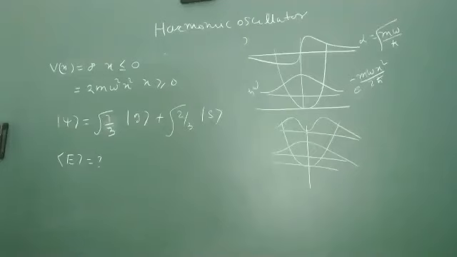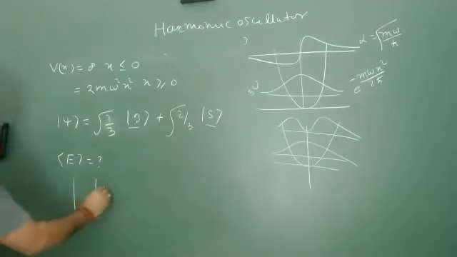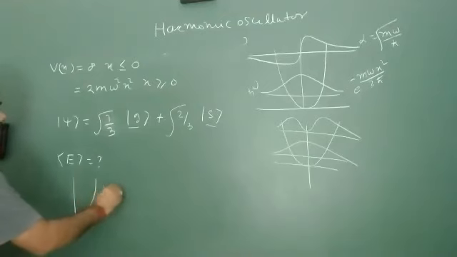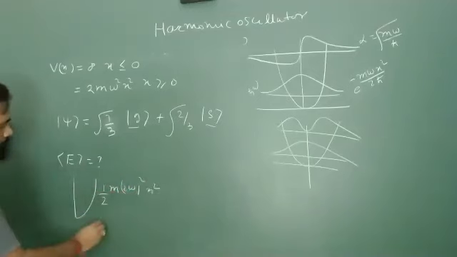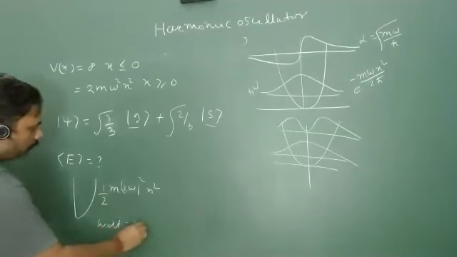So what will be the energy? This is the ground state, this is the first excited. First of all, what will be the frequency? This is nothing but a parabolic potential, but that will be half m 2 omega square x square. So omega effective is equal to 2 omega.